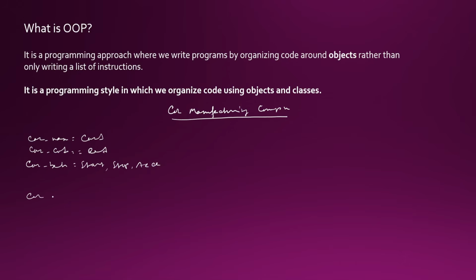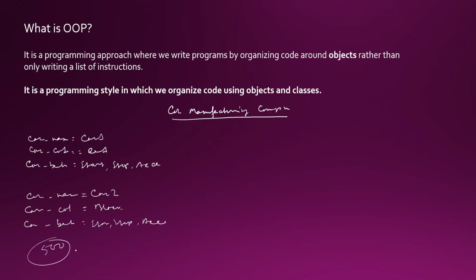Again, another car we need to create. So for that, you have to write car name equal to car 2, right? Car color equal to suppose black. Car behavior, it can start, it can stop, it can accelerate like this, right? So now think we have to create 500 cars like this. Is it possible to create these 500 cars manually? No, it's not possible, right? So for that, what we have to do? We have to create a blueprint.